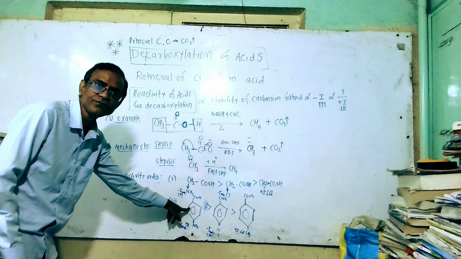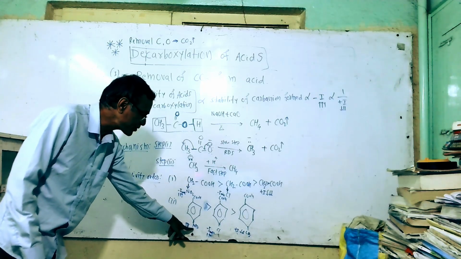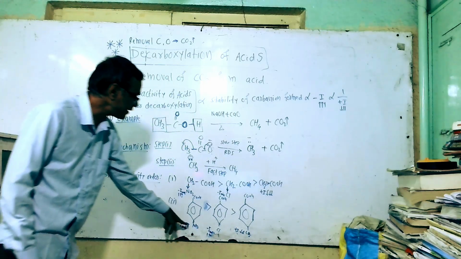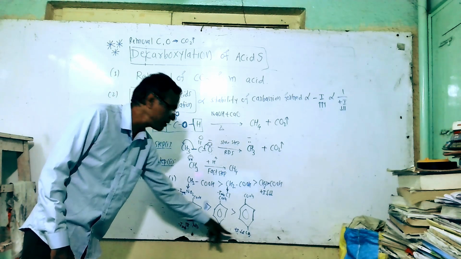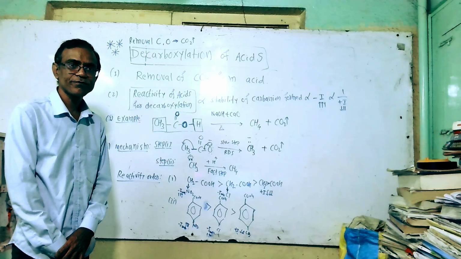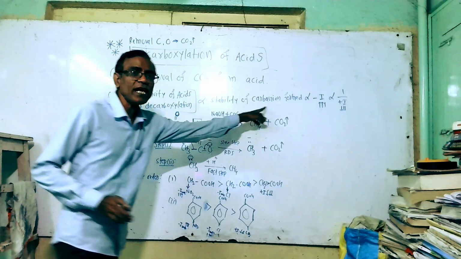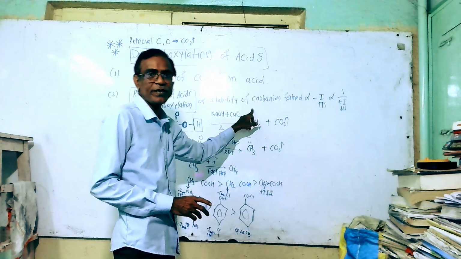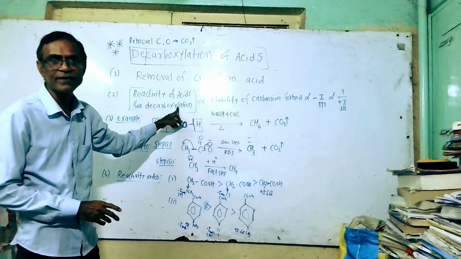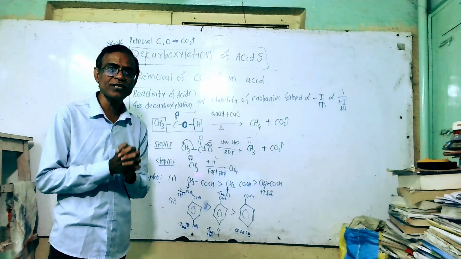Again, these are substituted benzoic acids. Para position NO2 group, para position chlorine group, para position methyl group. Here reactivity is more for NO2 than chlorine than methyl present in the carboxylic acid. Okay, so in short we are saying that the more the negative I effect, the more is the stability of carbanion form, and the more is the reactivity of acid for decarboxylation. This is a short explanation which is important for NEET and JEE exams.